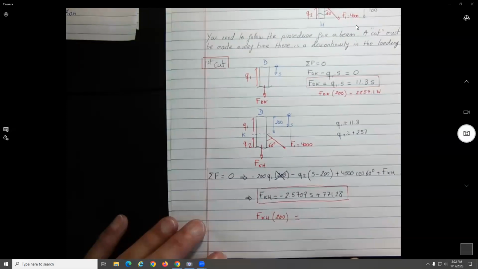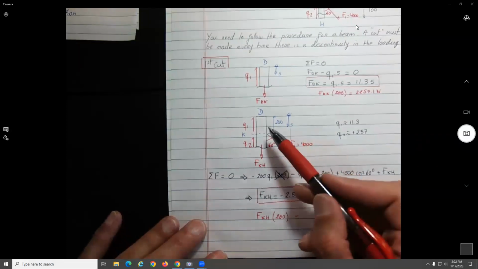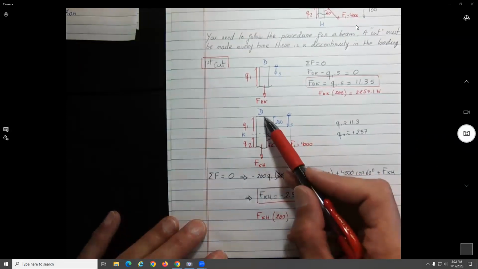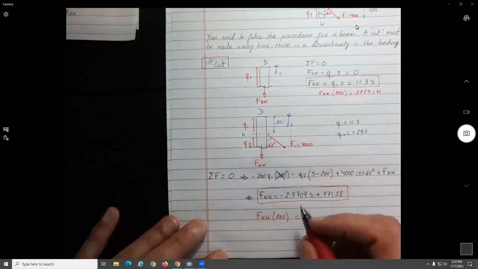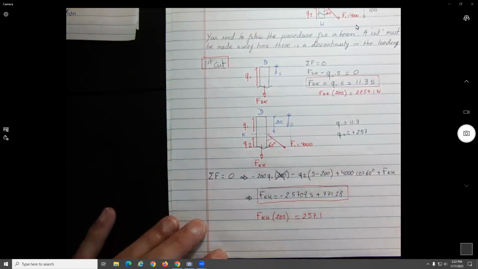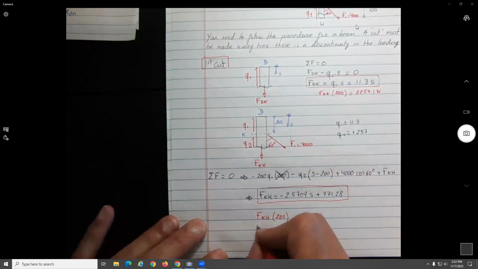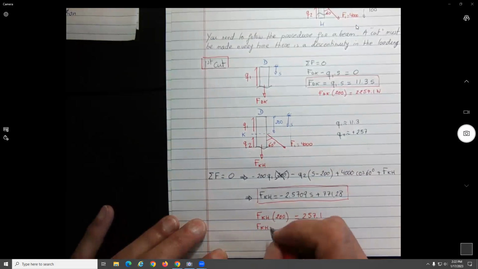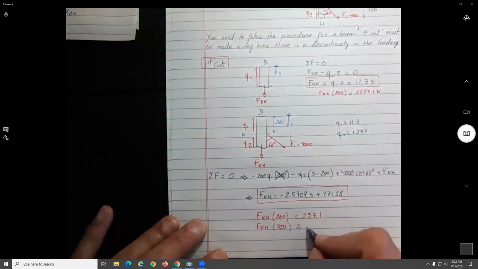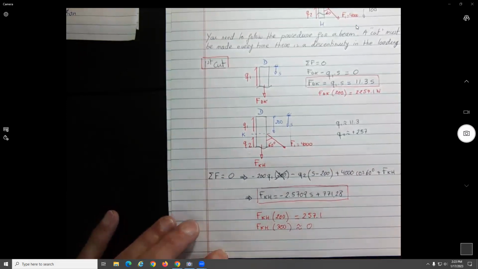Okay, so if we do the calculation, at 200 this will give us, at this point right here, so it's 0 over here, at 200 that will be equal to 257.1. And FAH at 300, if you do the calculation, is approximately 0.